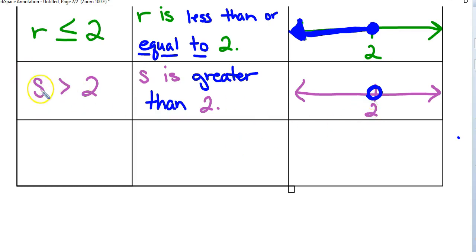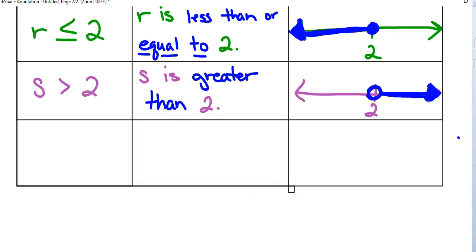All right, now what values can we think of that are greater than 2? And I think of automatically like 4. So, okay, where would 4 be on the number line? It'd be this direction. And that's how you would graph that one.